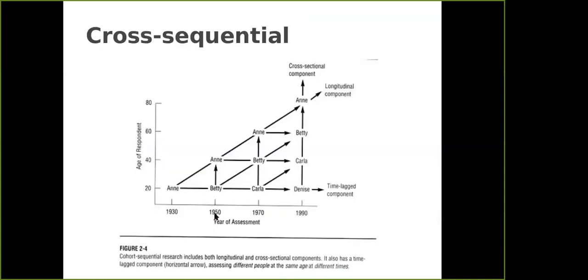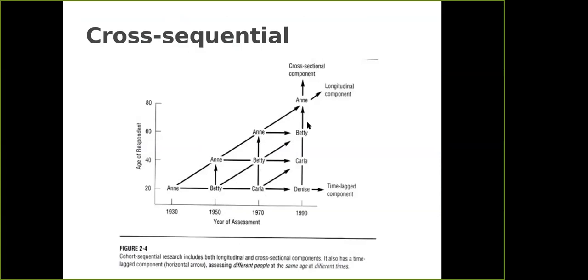And that's what cross-sequential research designs try to address. So in this kind of simple model, they gave people's names here. But in this year, we had two people, Anne and Betty. And the next year they came back, or 20 years later they came back, and they added Carla. So between 1950 and 1970, this is longitudinal, Anne to Anne and Betty to Betty. But within the year of 1950, they had a cross-sectional Anne to Betty. And within the year of 1970, they had a cross-sectional Anne to Betty to Carla.